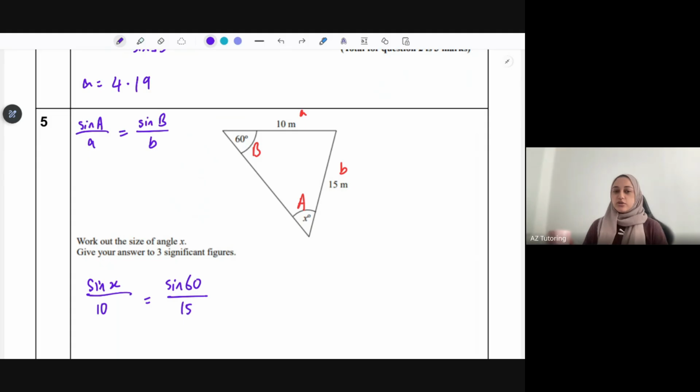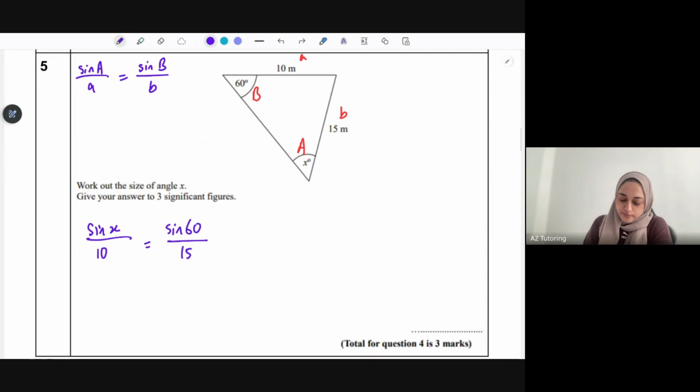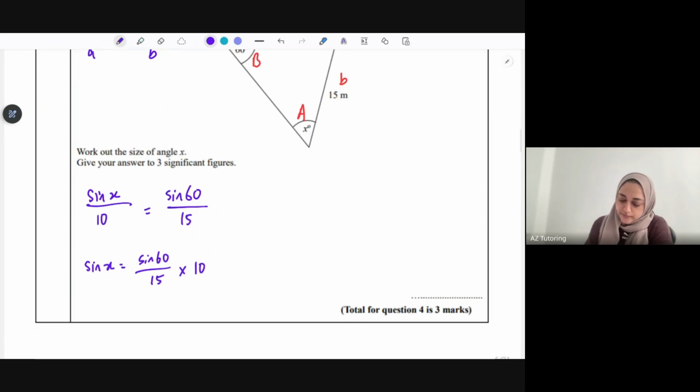So you don't want to learn all the cosine rule, sine rule, and so on, and then not end up memorizing the values. So you just want to be careful of that. Okay, so how do I get X by itself? So sine X equals, I need to get rid of this 10. The opposite of divide by 10 is timesing by 10. So I'm timesing by 10. Sine 60 over 15 times 10.